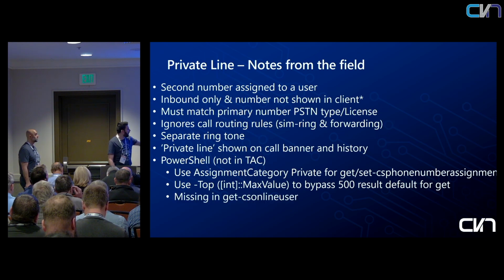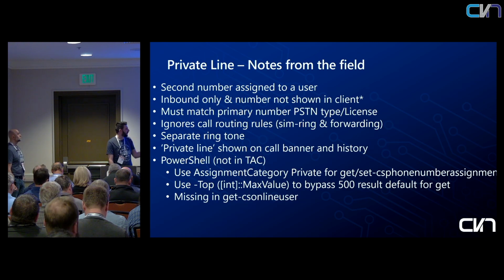And the private line doesn't show on Get-CsOnlineUser. So if you are just looking at an individual user, you can't just look at the LineURI and look for private line under the CsOnlineUser. You do have to use the phone number assignment cmdlet.